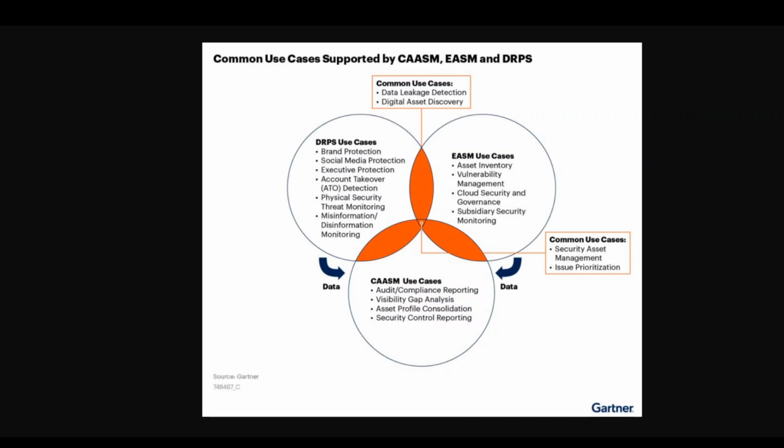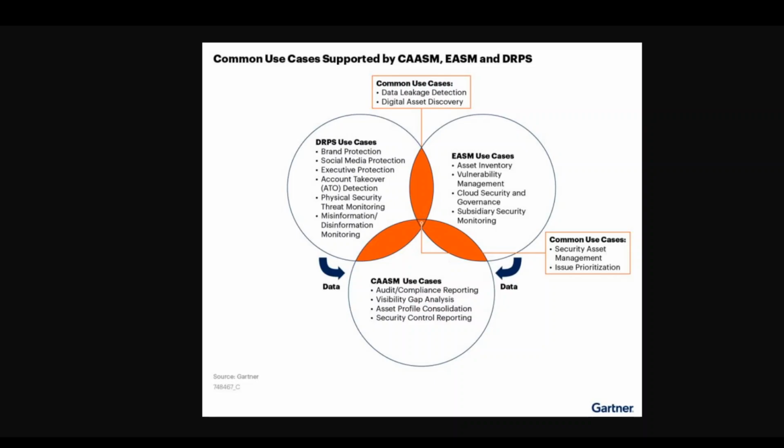EASM or External Attack Surface Management is all about identifying, mapping, and securing all external digital assets associated with an organization. This proactive approach helps organizations to understand their attack surface better and reduce the likelihood of a security breach. Common use cases include vulnerability management and assessment, incident response, and threat intelligence.